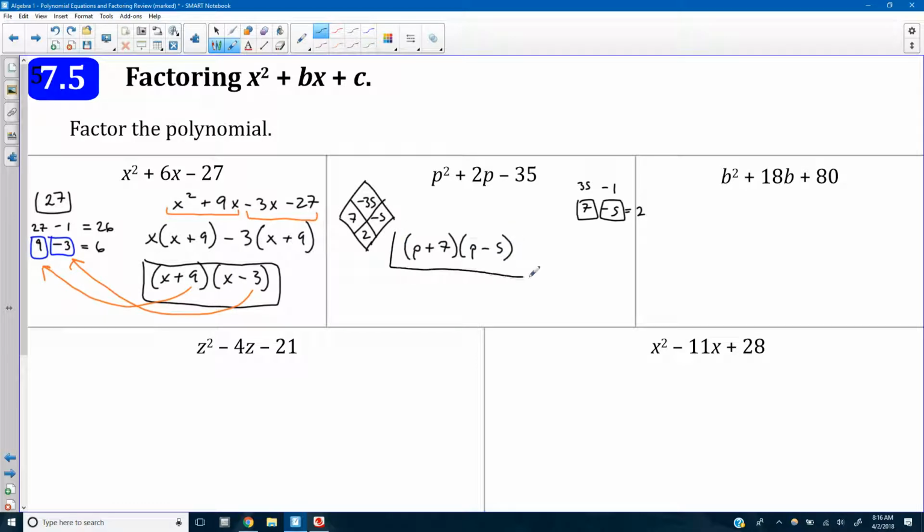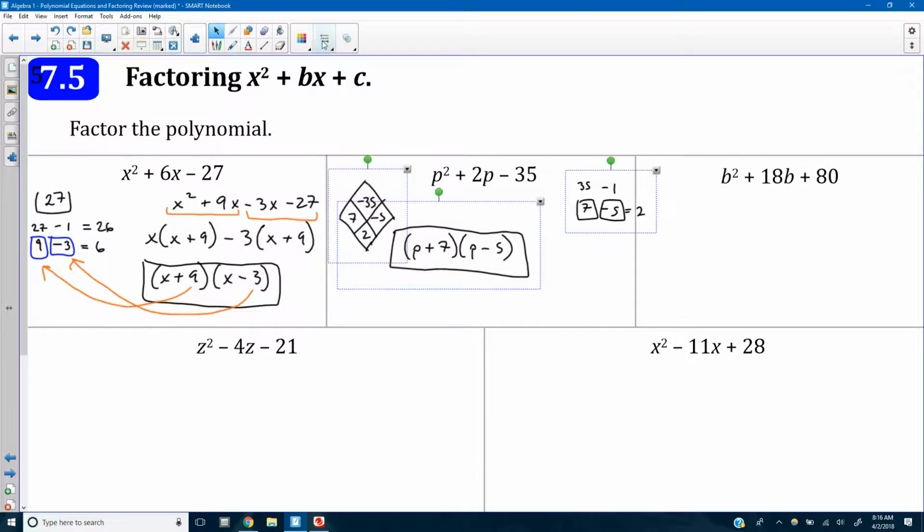How do you double check? You can distribute this back out and make sure that everything goes all right. Let me turn this into a nice different color here. Angry red. There we go. All right, let's go with happy blue now.